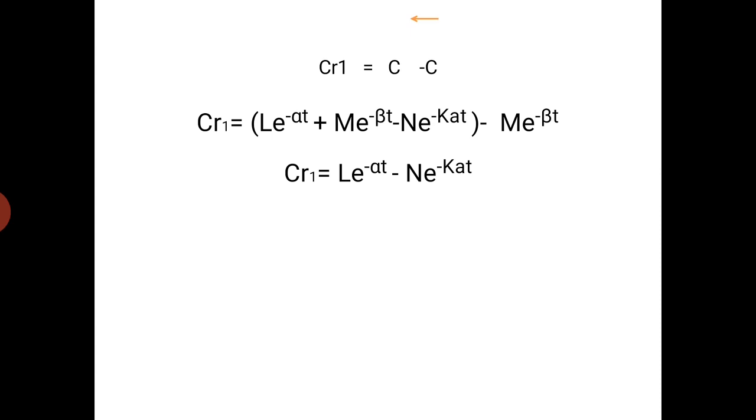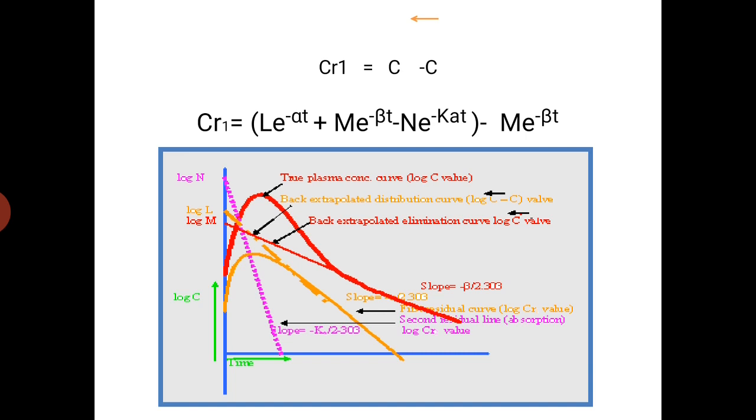So the first residual line represents two exponents, that is, a bi-exponential curve that represents the process of distribution and also the process of absorption. So this is the bi-exponential curve. Graphically, the orange graph represents the bi-exponential curve. Initially, the plasma concentration increases by absorption. Later, it decreases by means of distribution. Here there is no elimination. It's only absorption as well as distribution.